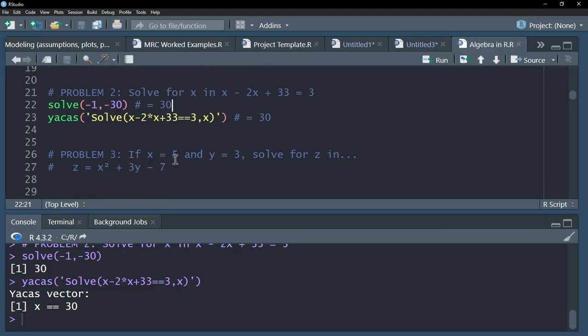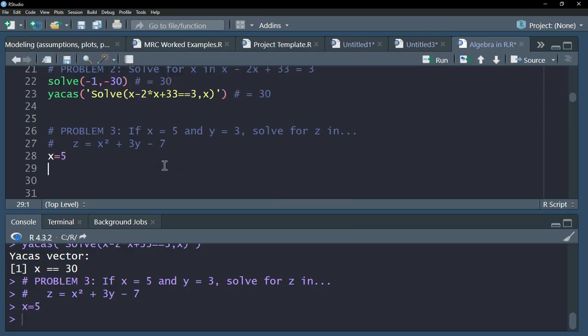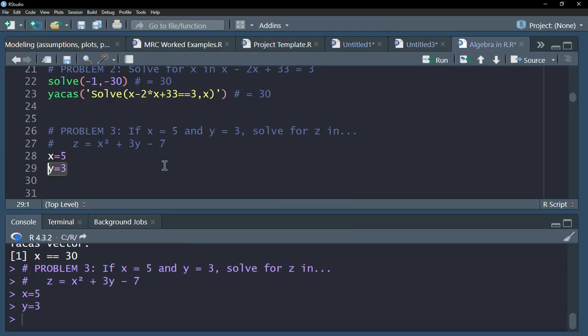Third problem. If x is 5 and y is 3, we could solve for z in this equation. Z is equal to x squared plus 3y minus 7. Well, one way we could do this is we could just say, okay, x is 5. Okay, whoops. And then we'll say y is 3. Y gets 3, as we often would say. And then we can just solve. We can say, okay, so z is equal to x squared. That's how we indicate it squared, up caret 2, plus 3 times y minus 7.